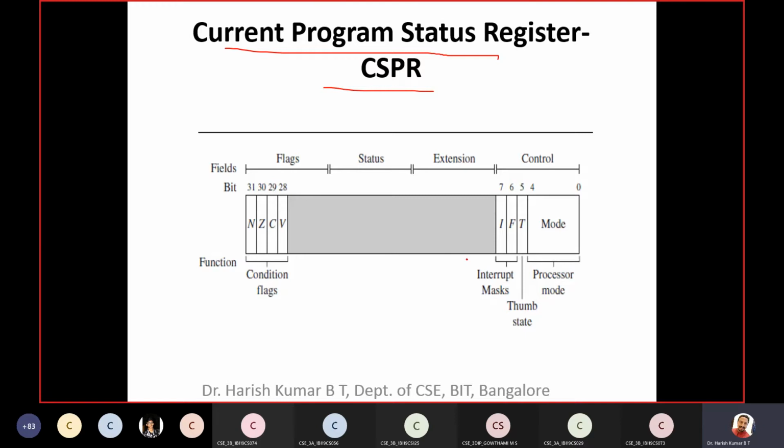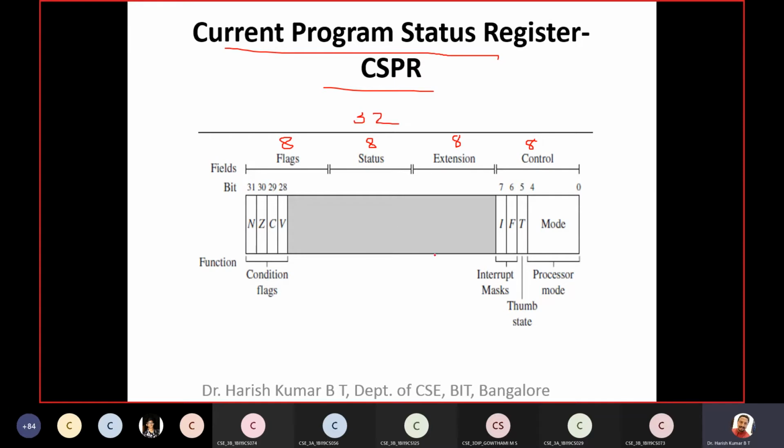Again, this current program status register, which is a 32-bit register, is divided into 4 parts. What you're seeing as flags, and something called status, something called extension, and something called control. Now, what is the capacity of flags? 8 bits. What is status? 8 bits. What is extension? 8 bits. What is control? 8 bits. 8 plus 8 plus 8 plus 8 is 32 bits. That is what you're seeing here.